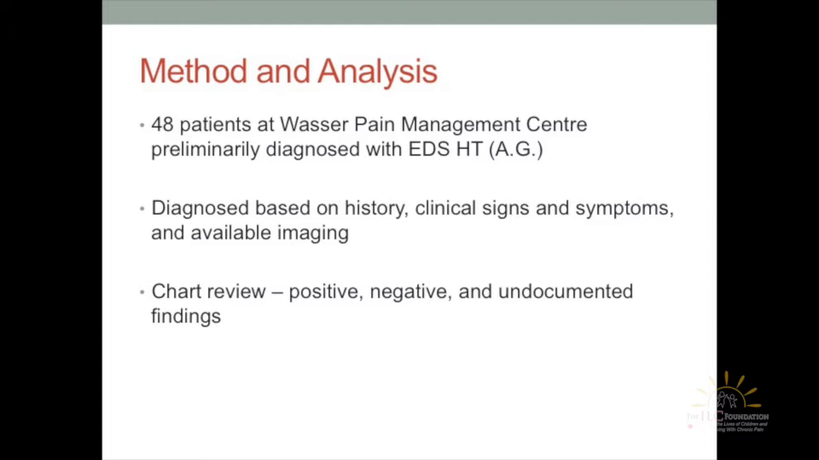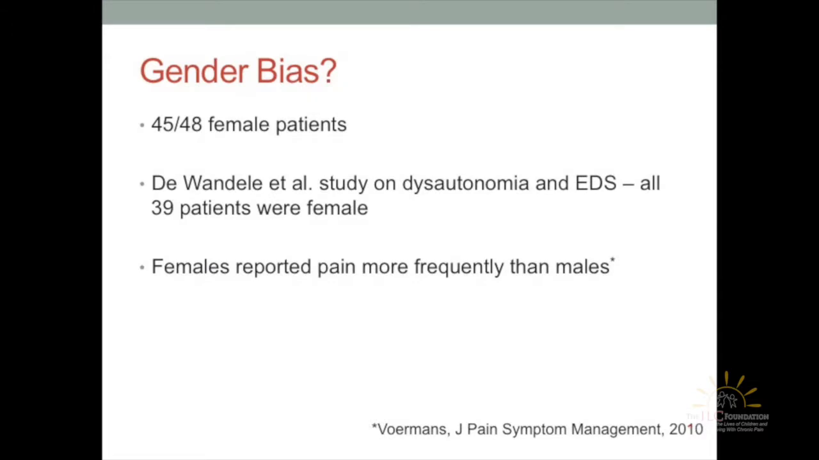So the first thing that we really noticed out of our results was, was there a gender bias? Out of the 48 patients that we looked at, 45 were female. And this is consistent with what we've seen in literature. In Dewandele's group, in a study of dysautonomia and EDS, all 39 patients were female. And so based on our group, it's almost a 10-to-1 ratio favoring females. And other reports have come out that have said females report pain more frequently than males. So not only is it biased towards females, but there's also a greater burden of disease associated with females.